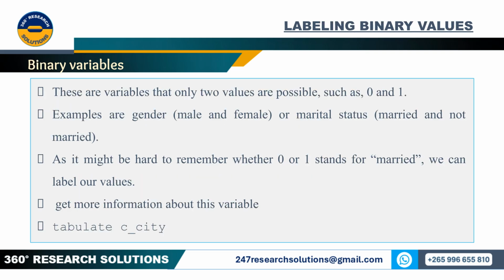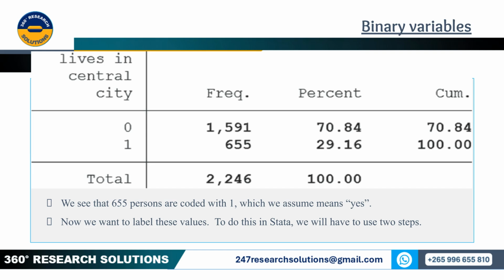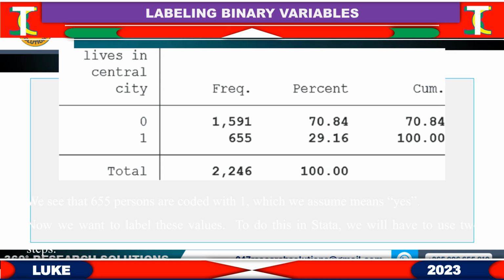Binary variables, like gender or marital status, have only two possible values, typically 0 and 1. Value labels help recall what each number stands for. Use tabulate to get information about a variable. In the example, 655 persons are coded with 1. To label these values meaningfully, you need a two-step process in STATA. The goal is to label these values so that the meaning of 0 and 1 is clear in the data output.